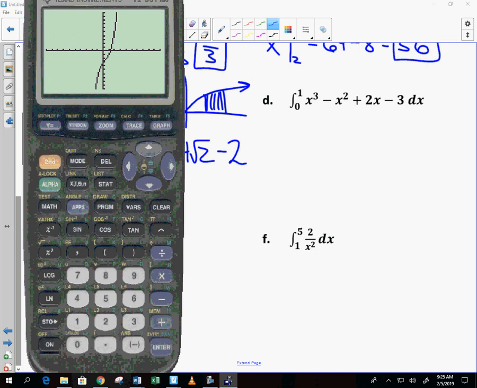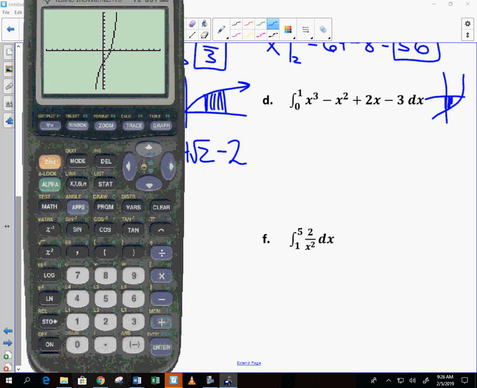Is it above or below the x-axis? It's below, isn't it? So should it be a positive or negative area? It should be negative. So it's always important to think about that graph and what that area is going to look like. It doesn't have to be a super impressive graph, but it needs to be something.